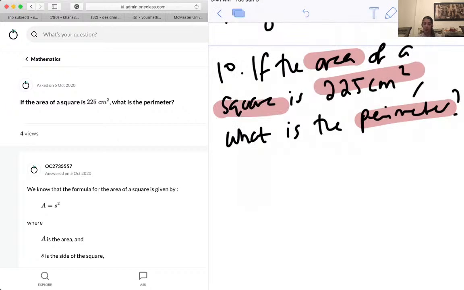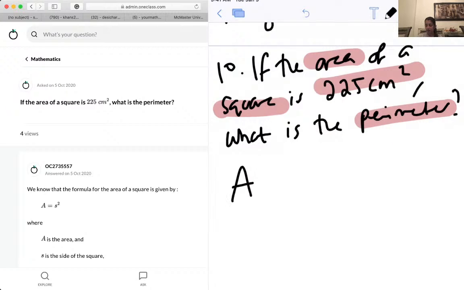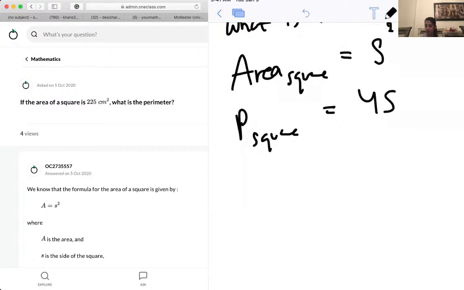Again, I just like to highlight everything that is important in the question that could possibly give me some clues to the answer. So we know that the area of a square is the side length raised to the power 2, or the side length squared. We also know that the perimeter of a square is 4s, so 4 of the side lengths of a square. I'm gonna draw a square just so it would be a lot simpler.